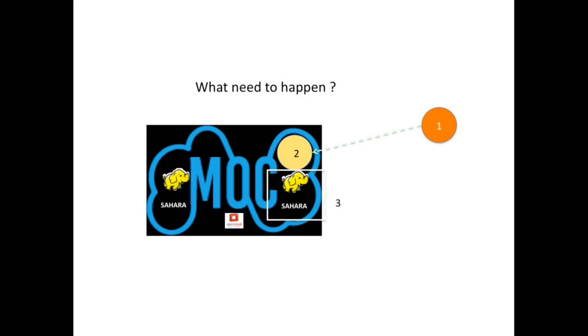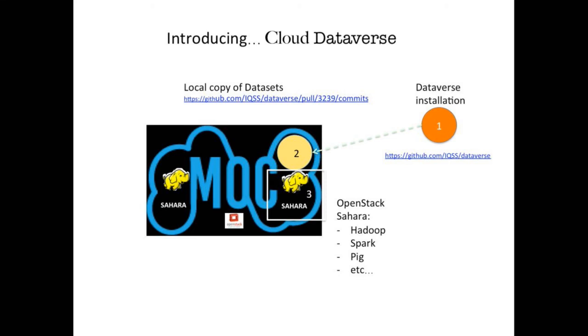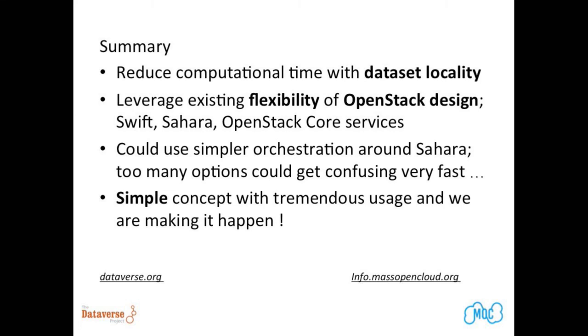What OpenStack gives us is Sahara. Sahara means Hadoop, Spark, Pig, everything that you need to do data analytics. So what Cloud Dataverse brings, you can think of it as almost like a plug-in into your compute environment for OpenStack. And then you bring that to any of the data sets that you want. So what you get is reduced compute time compared to AWS. It can be days sometimes.